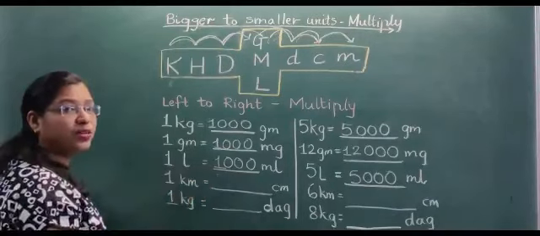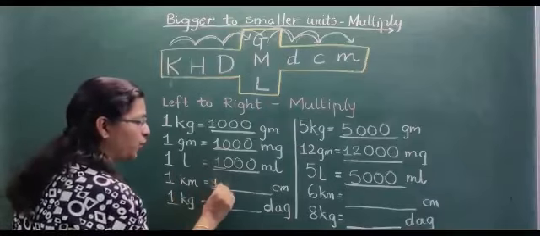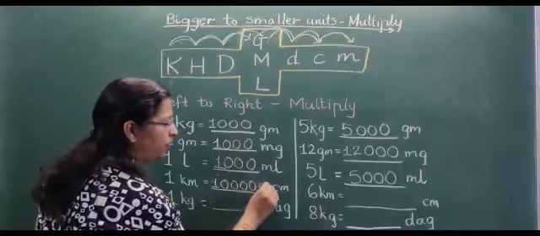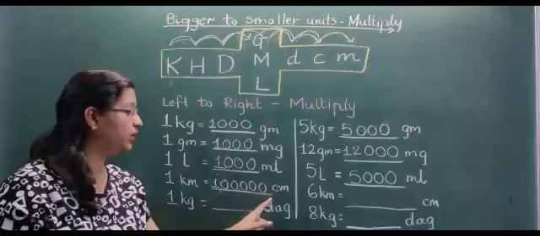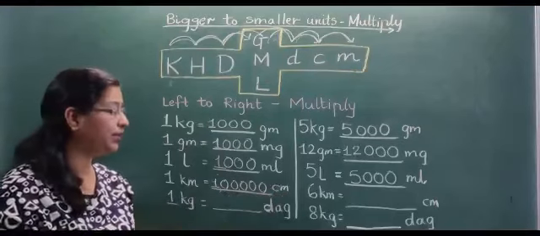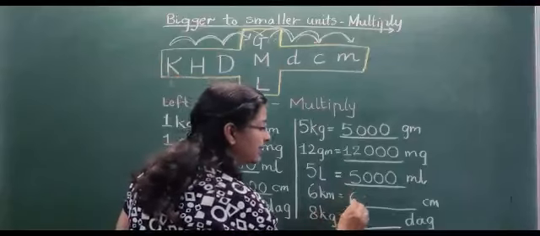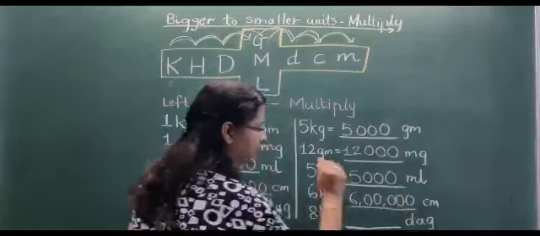So how many zeros will you put after 1? Yes, 5 zeros. 1, 2, 3, 4, 5. So you can see 1 kilometer is equal to 1 lakh centimeter. So 6 kilometers is equal to 6 lakhs centimeter.